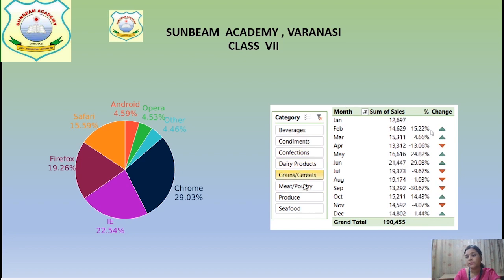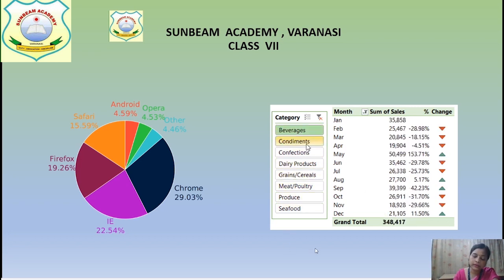Is it in positive or in negative? Positive is showing in green color, negative is showing in red color, and the grand total is also given. If we talk about percentage, see, the percentage is also coming here. It's total, and our percentage is also reflecting, as well as in graphical view it is reflecting whether the particular value is increasing or decreasing.